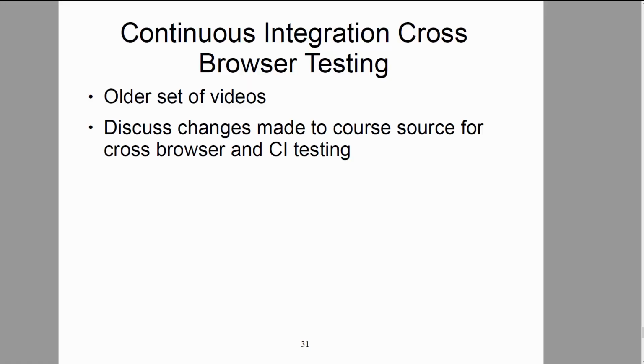Previous versions of this course used Subversion for the version control system and all the continuous integration examples. So I redid all the continuous integration videos to use Git. But there were two sections which I didn't change at all. And you're about to see one of them. This was the cross-browser testing section.